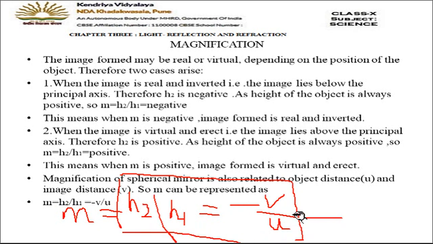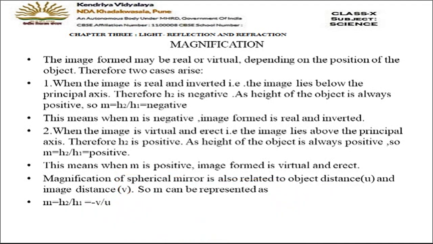Fine. If out of these four things, three things are given to you, you can find the fourth one as you do in maths. Okay, v is the distance of the image and u is the distance of the object. So if you know any three of them, the fourth one you can find out. So this relation can be used. Okay. Now let's move on to the next topic.